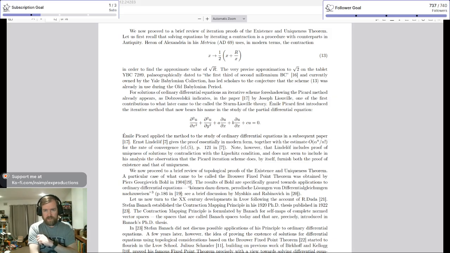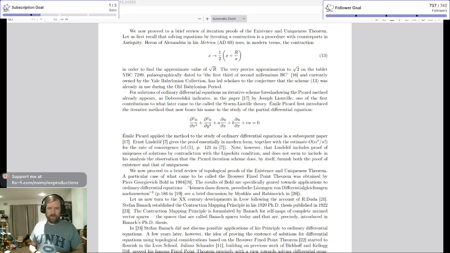Lindelöf gives the proof essentially in modern form, together with the estimate O of alpha to the n over n factorial for the rate of convergence. Note, however, Lindelöf includes proof of uniqueness of solutions by contradiction with the Lipschitz condition, and does not seem to include in his analysis the observation that the Picard iteration scheme does by itself furnish both existence and uniqueness proofs.